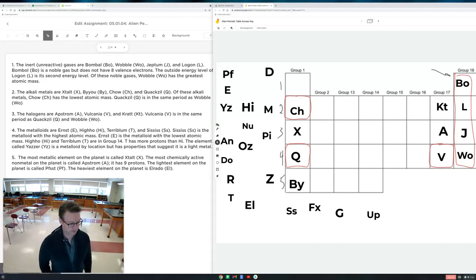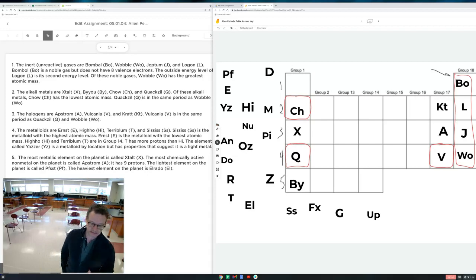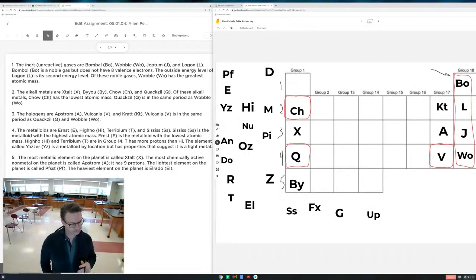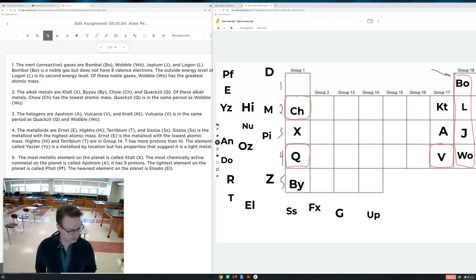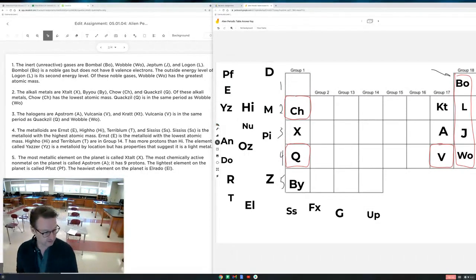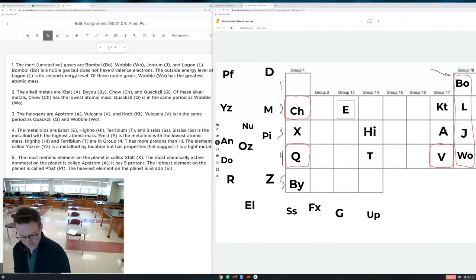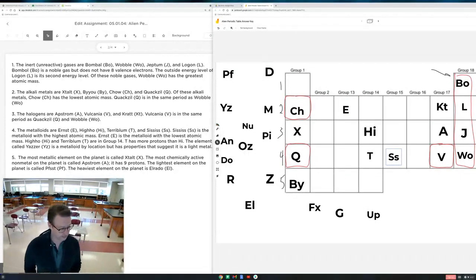Okay, so the metalloids are E, HI, T, and SS. HI and T are in group 14, so that's an important factor. Because the metalloids are a little bit tricky in terms of their place, but they go from group 13. So it says HI and T belong in group 14. E, the metalloids are this zigzag. SS would go here, or that is a metalloid, I should say.